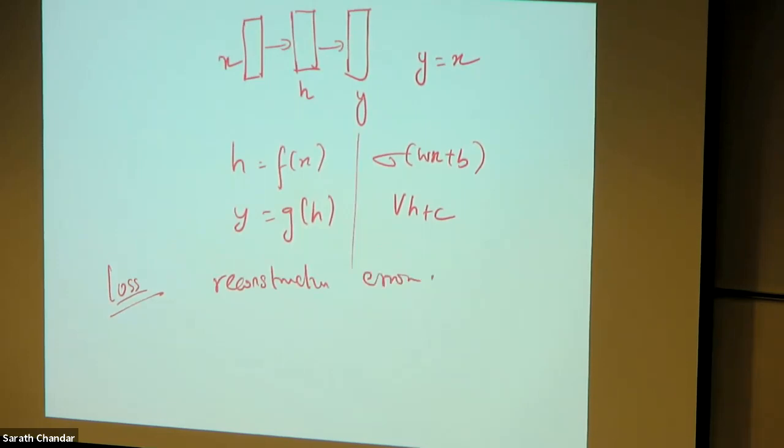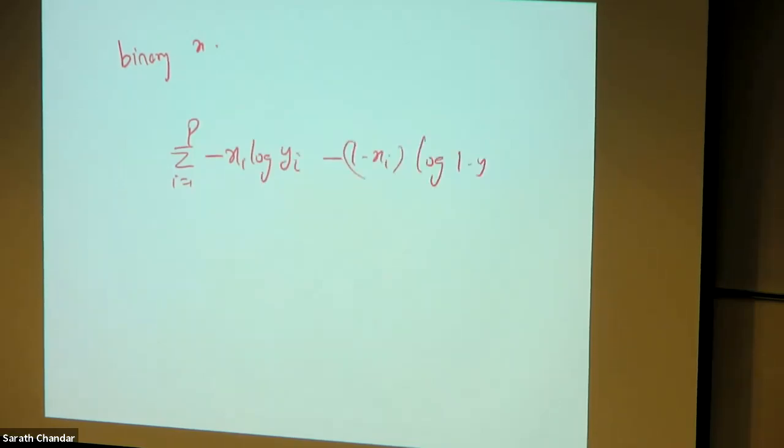In the case of real valued input, it's simply (x minus g of f of x) the whole square by 2. This is the usual least square loss, if you have real valued input. But if you have binary x, then you can use the cross entropy function, which is summation i equal to 1 to p of minus xi log yi minus (1 minus xi) log (1 minus yi). Is that clear?